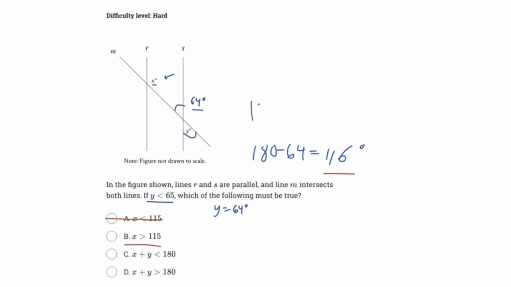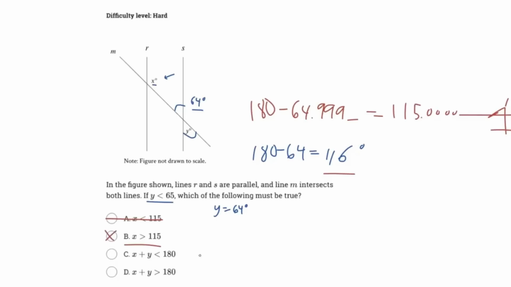And therefore, if we had 180 minus 64.999, etc., that would yield 115.0000, etc., 1, right? That's messy, but you get the point. So basically, we can't ever go underneath 115 degrees for X if Y is less than 65. Therefore, B is our answer, but let's just check the other answers to be sure.